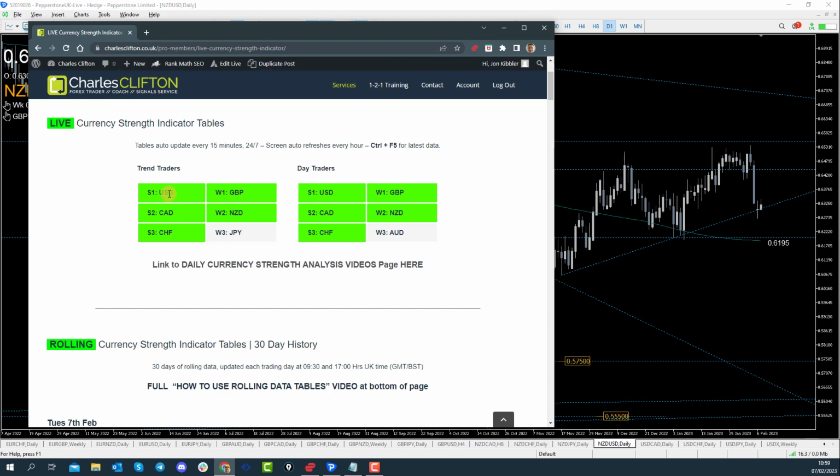So we can see that the US dollar tops the table, still being the strongest currency on both tables. That is followed by the Canadian dollar as the second strongest currency on both tables, as well as the Swiss franc, which is the third strongest currency on both tables. The weakest currency on both tables is the pound, being W1. That is then followed by the New Zealand dollar, on both tables being the second weakest currency.